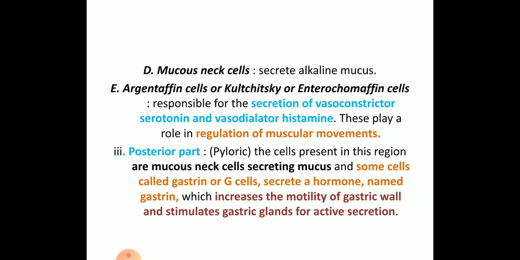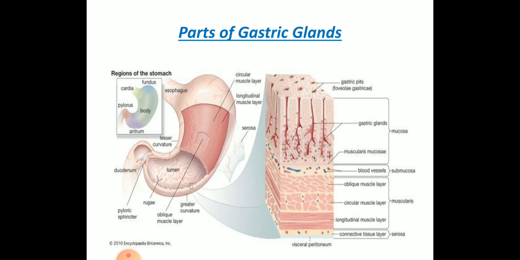And the third one, we are having the posterior part. Here the pyloric region will be having gastrin or gastric cells which secrete the hormone gastrin. They are increased by the motility of the gastric wall and stimulate the gastric gland for active secretion. So this is the main function of the posterior part.